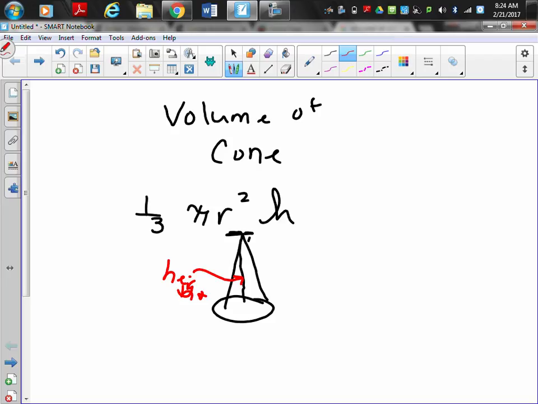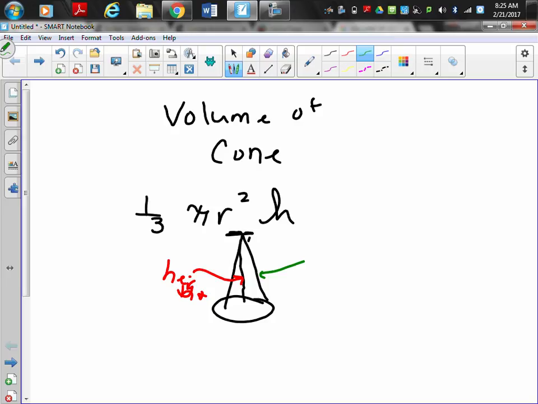So it wants to know how tall. If I draw a line straight through the tip of the cone, straight down, from the top of the cone straight down. Who remembers what this side is called? Terrence. Slant height. Remember, if it's slanted, it's the slant height.